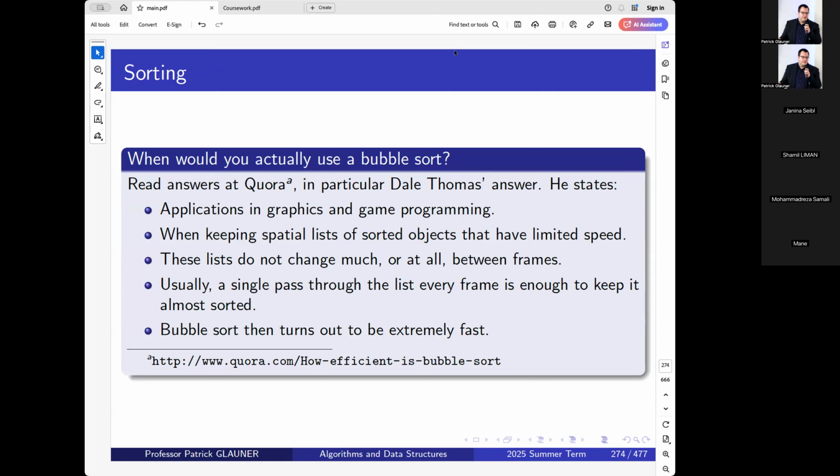For example, if you have a data set that is almost sorted and you just want to finish sorting it, maybe you just need a few passes of your bubble sort and it's sorted. So if you have an almost sorted data set, it's fine. Or maybe you have a data set, but you don't need it fully sorted. You just want to have a better sorting, but not perfect sorting yet.